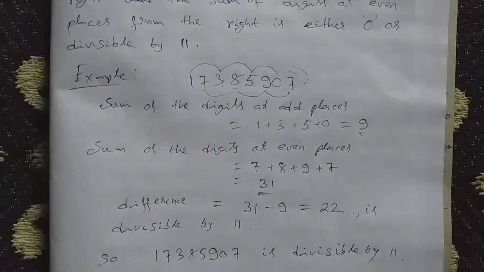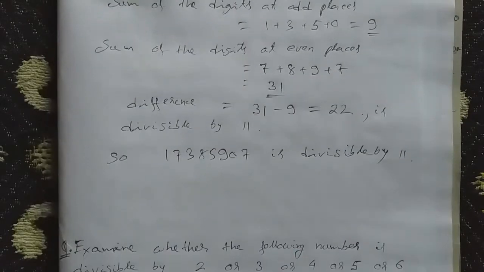Okay, so these are the divisibility rules to check whether a number is divisible by 2, 3, 4, 5, 6, 8, 9, 10 and 11. I have not discussed the divisibility rule of 7, but we can just divide the number by 7. If it is divisible, then it is divisible by 7.